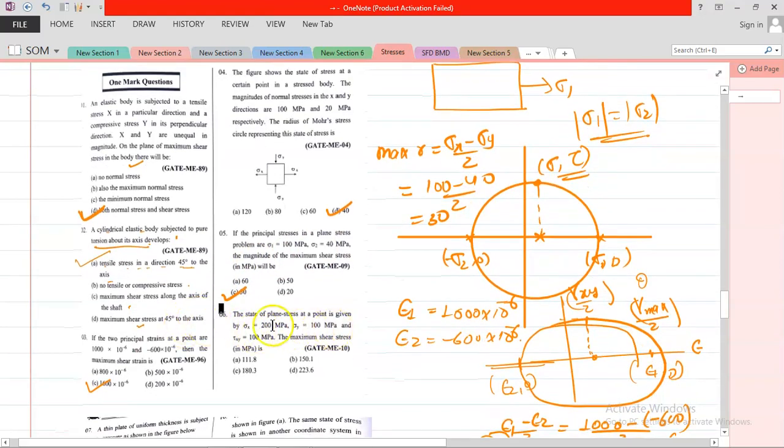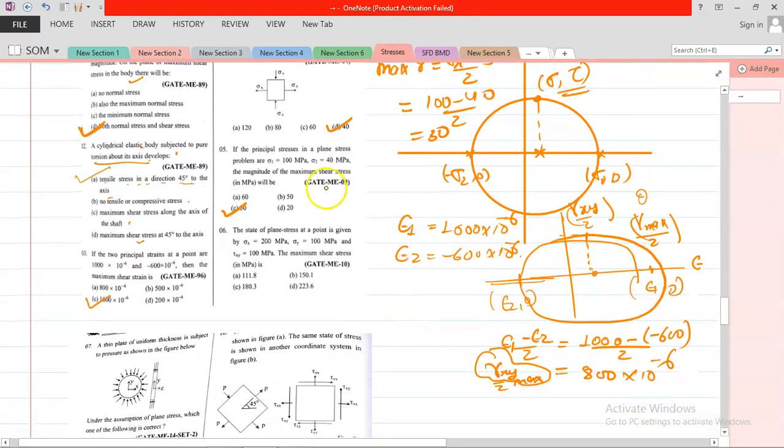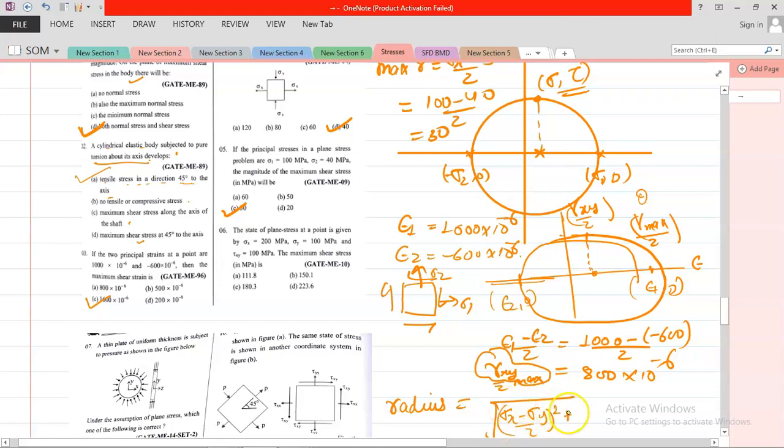Here it is given sigma x, sigma y and tau xy, then find the radius of the circle. I hope you remember, it is a complex stress problem, that is sigma 1 is given, sigma 2 is given, and your tau is given. So at this point the radius of the circle is, I hope you remember, if not then please review the lecture, sigma x minus sigma y by 2 whole square plus tau xy whole square. This is your radius of the circle, and radius of the circle is the Mohr circle.